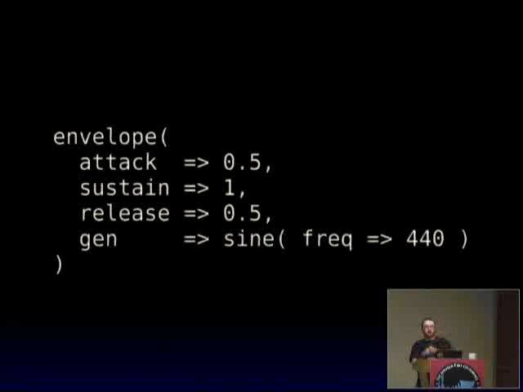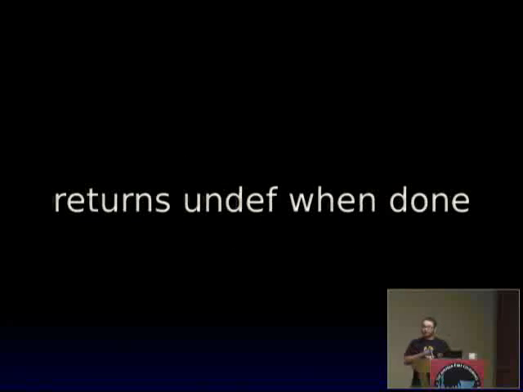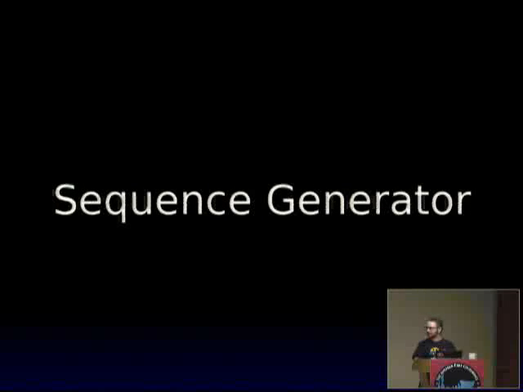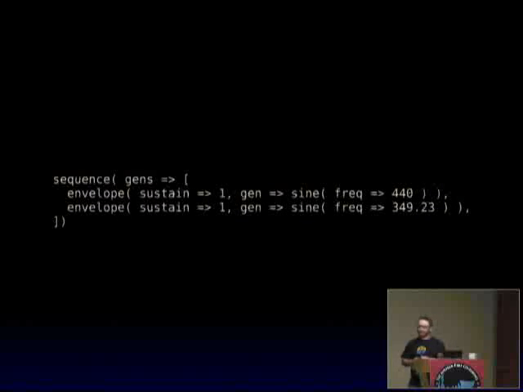So I made an envelope generator. You give it a generator, and it applies this to it. One really cool thing is whenever it gets to the end, when it gets to after the release, it returns an undef instead of just returning zeros forever. This helps us because we can then make a sequence generator. The idea here is if we have a couple envelopes, we can say play that one until it gets to the end, and then play the next one. It's pretty straightforward.